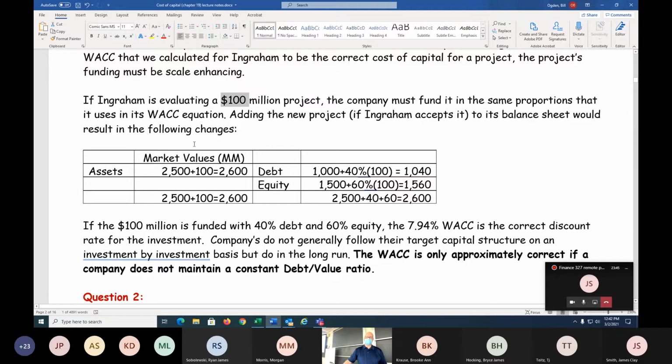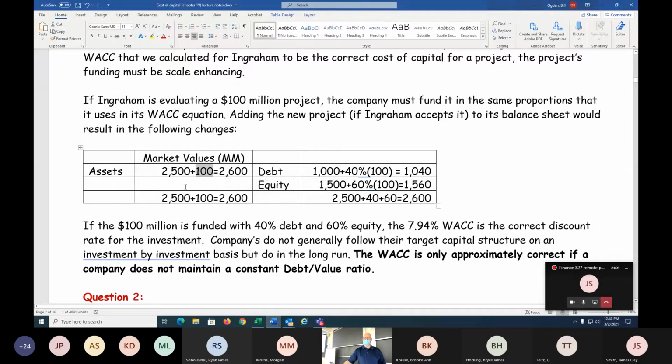Okay, so what will happen to the left side? Well, you always fund projects on their book value, right? I purchased something based on its book value. And my hope is, of course, that it's worth more than that to the company, but you purchase it based on its acquisition cost as the book value. So Ingram is going to add 100 to the left side.